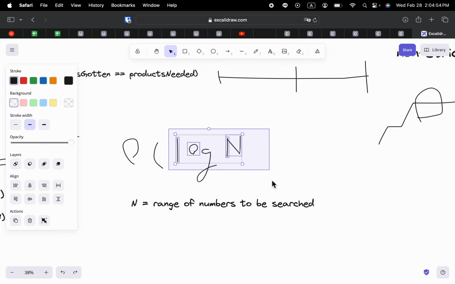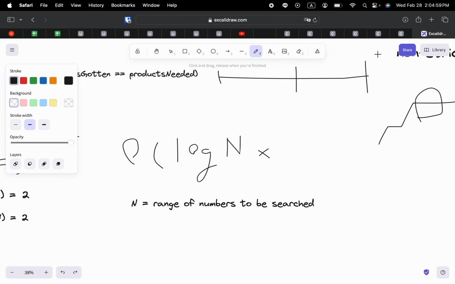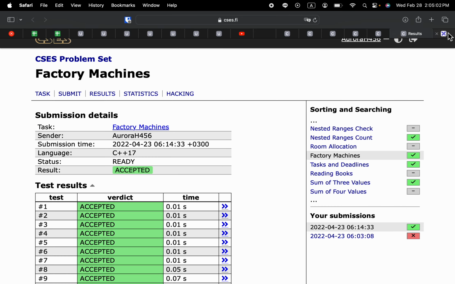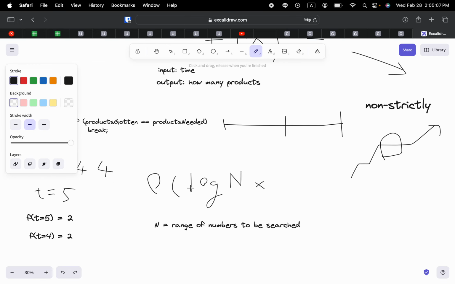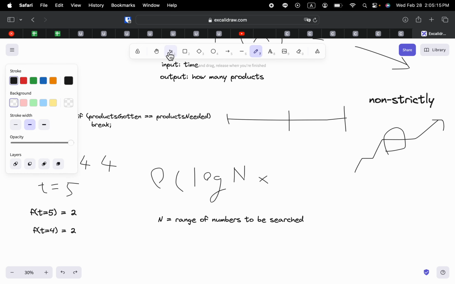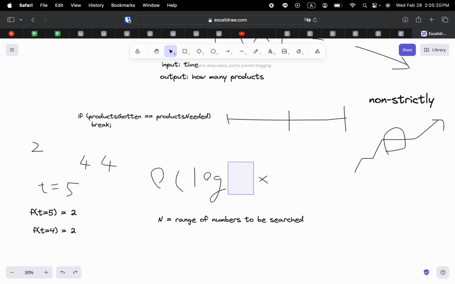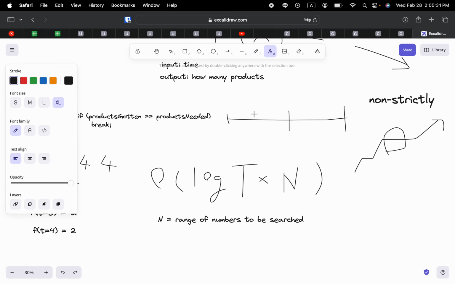What is the time to check for each value? For each machine, you need to check if the machine is possible to produce that amount of objects. Remember this f of x, it's how fast you can get this f of x result. I think it's n, the number of machines. Let's change this to big T, and then times n.